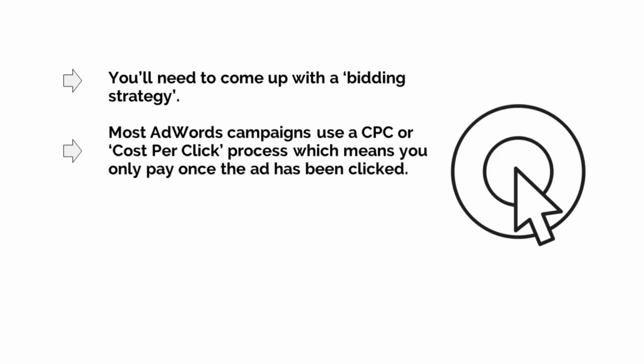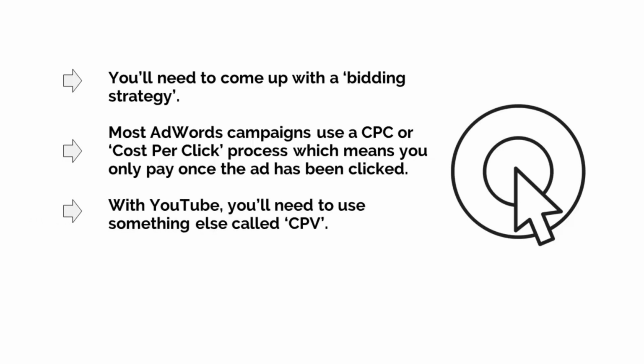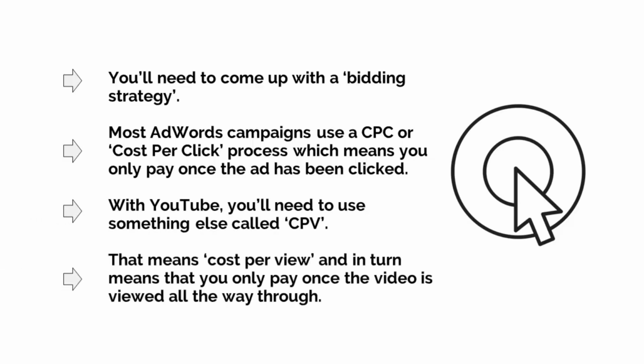So with this all linked, you'll need to come up with a bidding strategy. Most AdWords campaigns use a CPC, or cost per click process, which means that you only pay once the ad has been clicked. With YouTube though, you'll need to use something called CPV. That means cost per view, and in turn means that you only pay once the video is viewed all the way through. We'll talk about this a bit more in a moment, but for now, all you need to know is that the amount you bid is the amount that you'll pay for each view.